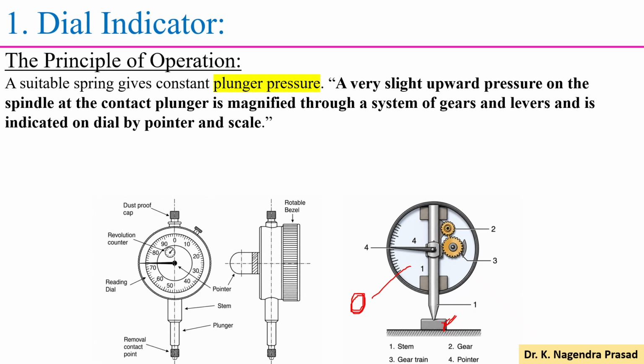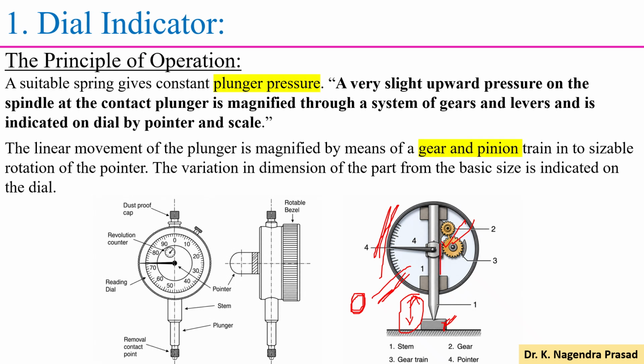If there is any variation in the height of the workpiece with respect to the standard, then this plunger will give the vertical movements. These vertical movements are very small, especially in microns. So these microns can be magnified with the help of this rack and pinion system. And moreover, this difference is displayed on the dial and pointer scale. So this is the principle of operation of the dial indicator.